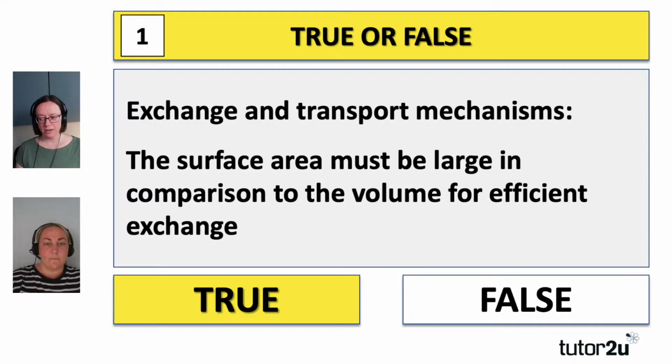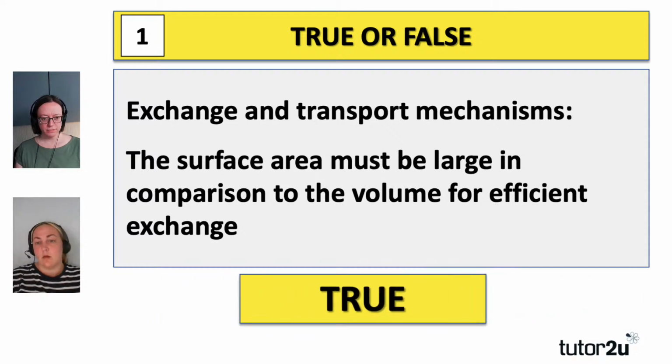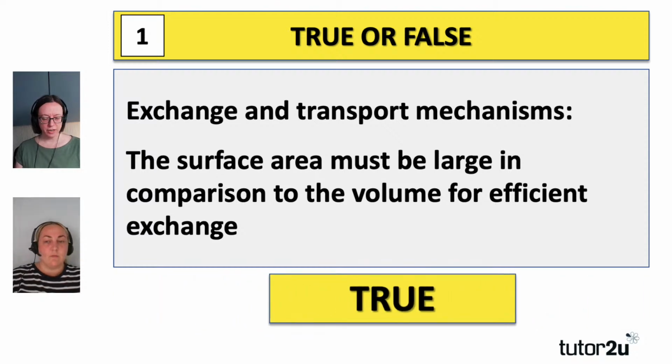If you think about the alveoli in your lungs, where gas exchange is happening, do we need to have a large surface area compared to volume for efficient exchange? That one is true. So you can type a T for true or an F for false. Come on, have a go.